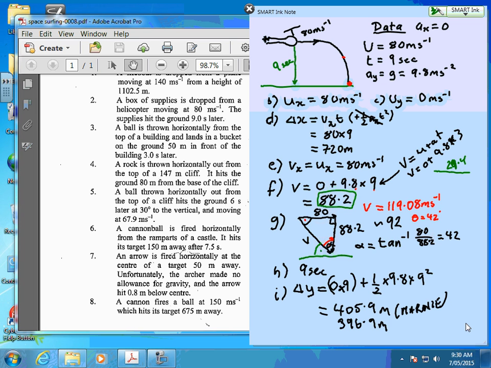29.4. And this time, I'm an idiot. That's the vertical. That's the 80 at the top. And then you just find the resultant.